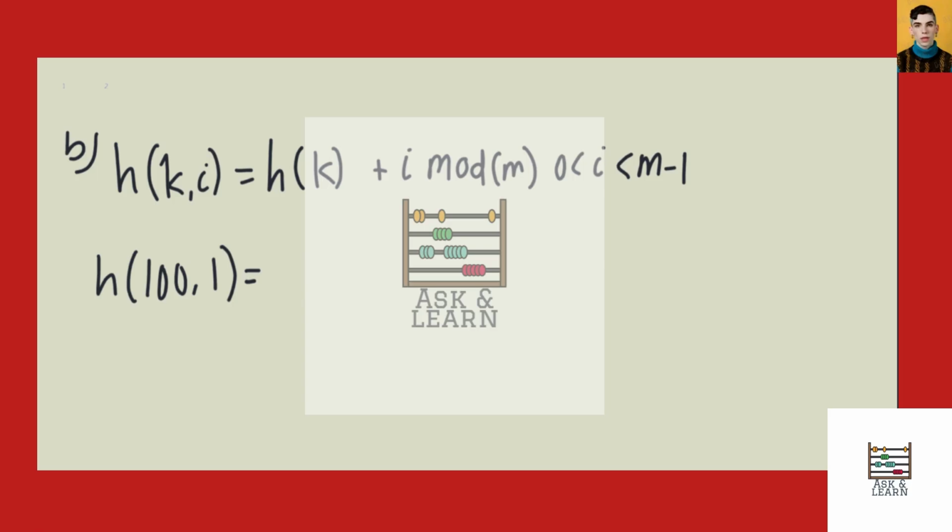And so then what happens is we get h of 100 plus 1 mod 31. Okay, so this is going to be equal to 7, which we had before, but now we get to add just 1 to it, okay, which is equal to 8. And that space is open.